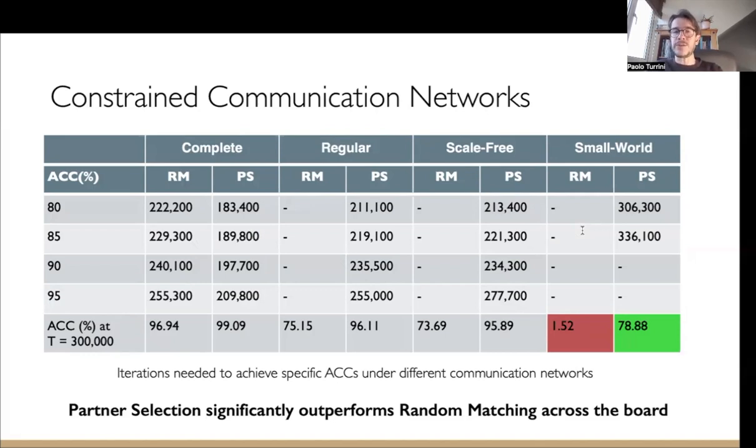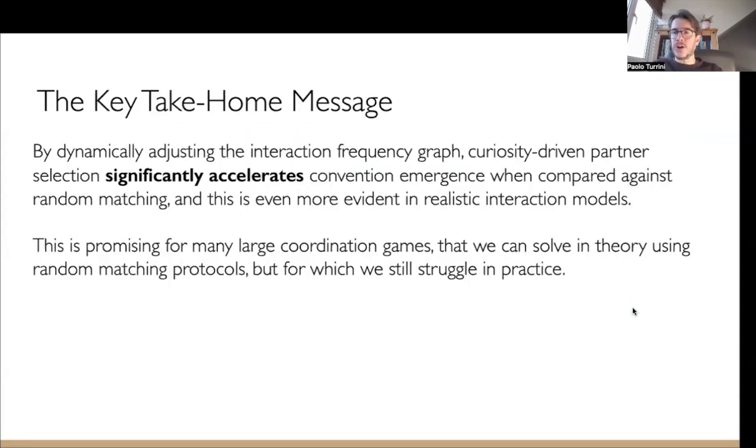After 300,000 iterations, the most spoken language in the random matching condition is spoken by 1.52% of the population, unlike curiosity-driven partner selection, where the reach is almost 80%. And the key take-home message of this work is that by dynamically adjusting the interaction frequency graph, curiosity-driven partner selection significantly accelerates convention emergence when compared against the random matching baseline, and this is more evident in realistic interaction models.